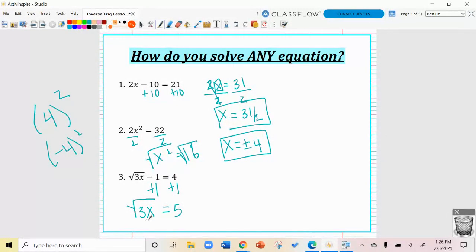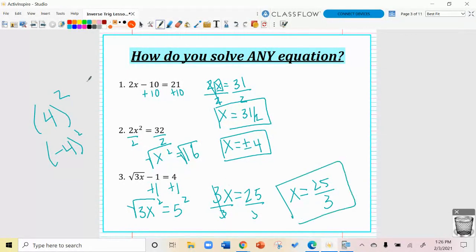And then, well, I can't get inside here yet until I get rid of that square root. Well, I'm going to square it to get rid of it, right? And then I've got 3x equals 25, and then I can go ahead and divide by 3. And I've got x is 25 thirds, because we like fractions more than decimals for this. Right? So think about what you're doing.